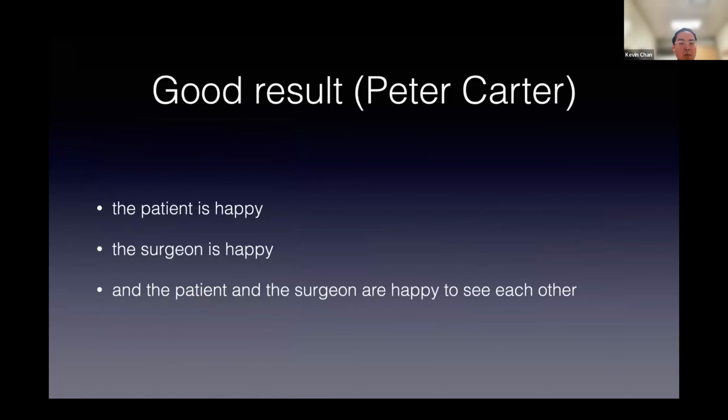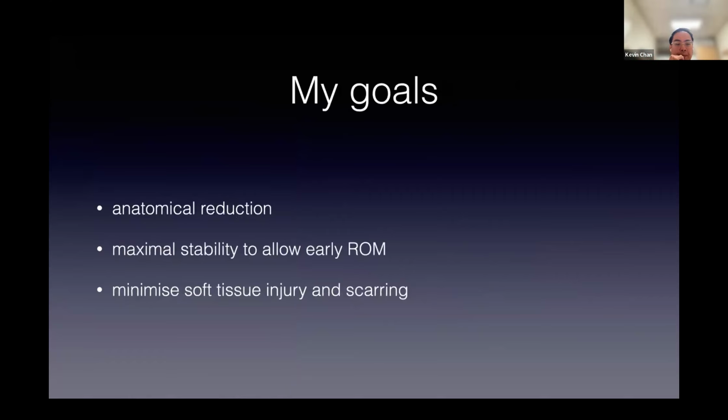In terms of a good result, this is something Peter Carter used to say: you know you've got a good result when the patient is happy, the surgeon is happy, and the patient and the surgeon are happy to see each other. So in terms of goals for hand injuries, especially bony injuries: anatomical reduction where possible, maximal stability where possible, and if stability can be achieved to allow early range of motion, I think that's preferable. But you also don't want to compromise the soft tissue envelope with excessive dissection unless it's absolutely necessary.